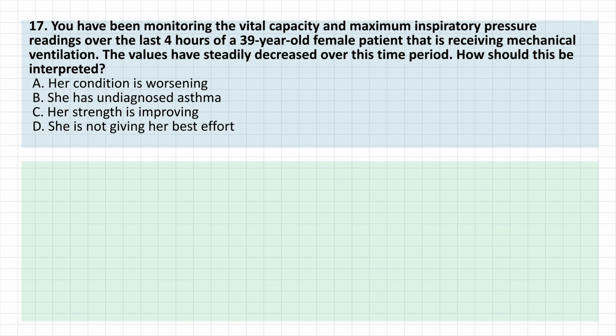17. You have been monitoring the vital capacity and maximum inspiratory pressure readings over the last 4 hours of a 39-year-old female patient that is receiving mechanical ventilation. The values have steadily decreased over this time period. How should this be interpreted? A. Her condition is worsening. B. She has undiagnosed asthma. C. Her strength is improving. D. She is not giving her best effort. The correct answer is A.